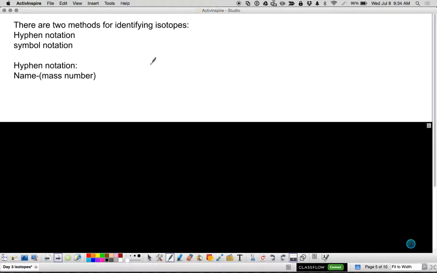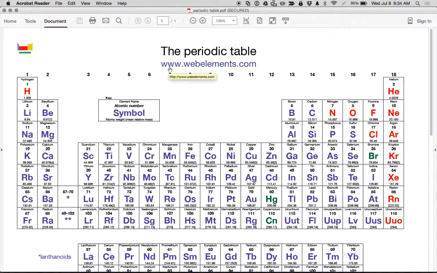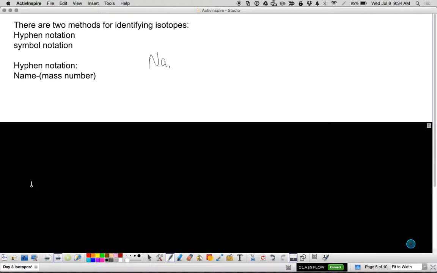So let's say that I have sodium, okay? And let's go to my handy dandy periodic table. Here's sodium over here. Sodium has an atomic number of 11. So it has 11 protons. So let's say that this isotope has 12 neutrons. Okay, so the first thing that I want you to think about is, how many electrons does this isotope have?